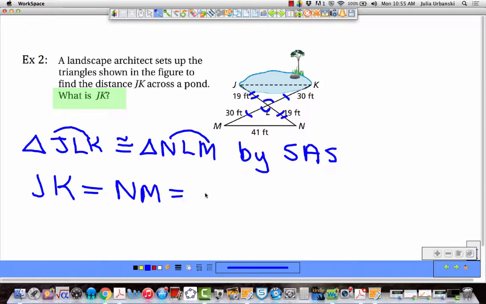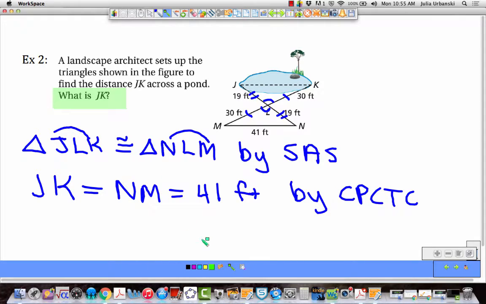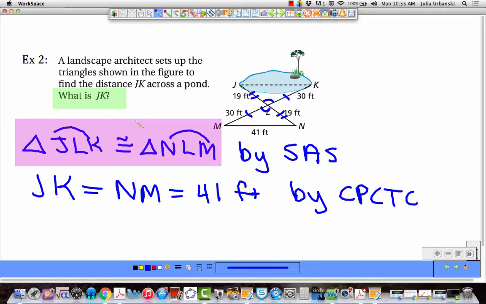Wait, isn't it MN, not NM? When there's 2 letters, the order doesn't matter. It's talking about the same segment. When it's 3 letters, the order matters. If it's an angle, only the middle letter matters. If it's a triangle, all 3 letters matter as far as the order. And that one's by CPCTC. You cannot use CPCTC unless somewhere in your problem you know that you have 2 congruent triangles. This is first, CPCTC comes last. That's really important. Some people have that backwards.